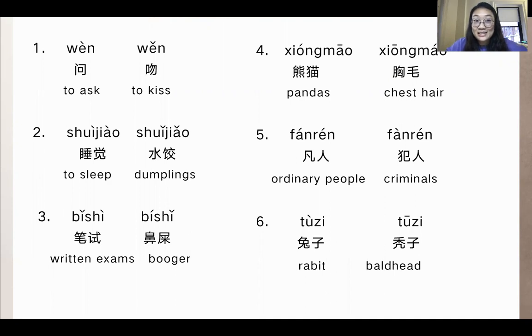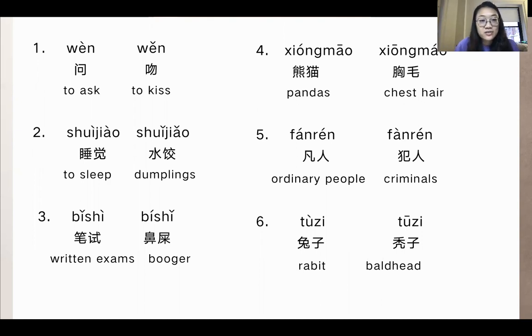They have exactly the same syllable, but with different tones. So the first group, when you want to say to ask, we say 问. And if you want to say to kiss, we say 吻. So when you ask your teacher, can I please ask you a question? You really have to be careful. 我能问你吗? Not 我能吻你吗? Okay, and the second one, 睡觉 is to sleep. 水饺 is the boiled dumplings. So when you ask for the price of the dumplings, yeah, 水饺多少钱, not 睡觉多少钱, okay?